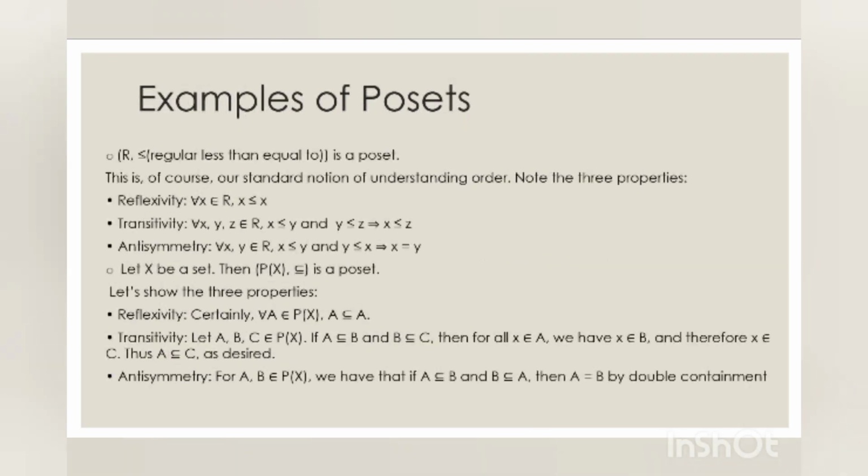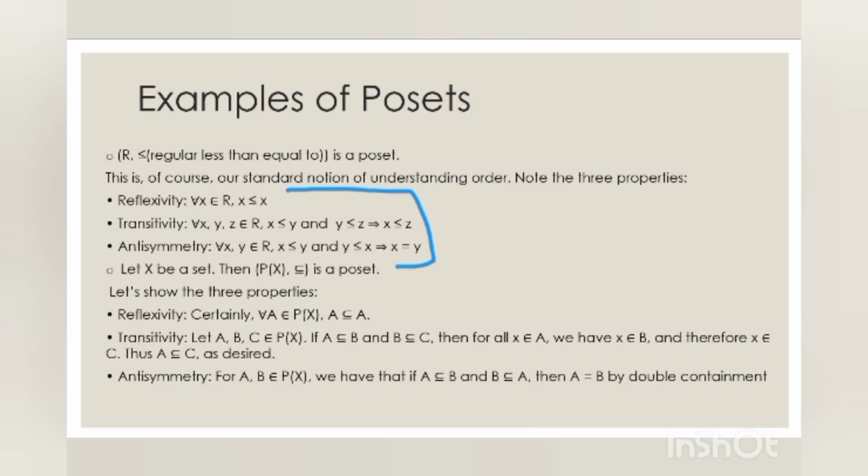Some examples of posets. We take the set of real numbers with the regular less than equal to relation, then it is a poset. We can prove this by reflexivity. For all x belonging to R, x is related to x. Let's take a number 2. So 2 is equal to 2, so 2 is less than equal to 2. So reflexivity is satisfied. Now come to transitivity: for all x, y, z belonging to R, if x is related to y and y is related to z, then x is related to z.